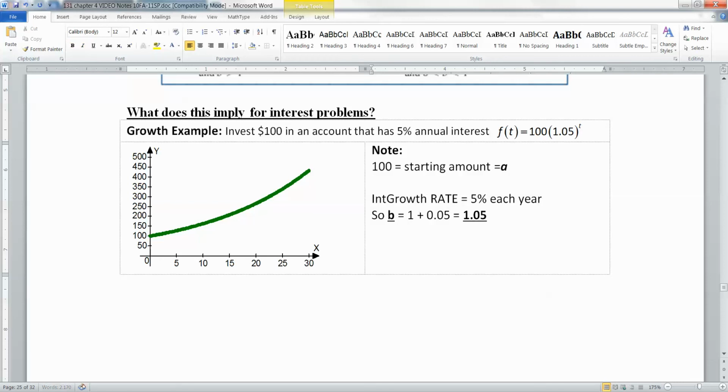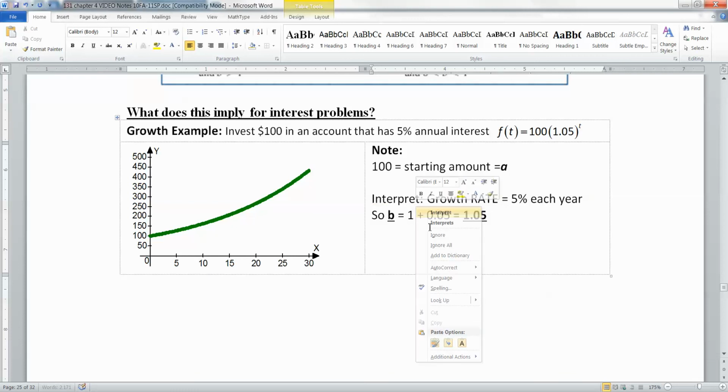So this is the interpret part, right? You're growing at a rate of 5% each year, but that means that B must be equal to 1 plus 0.05, which is 1.05. You've got to be bigger than 1 in order to grow. 1 is a flat line, 5% is the interest. Okay? All right, let me type up a decay example and I'll be right back.